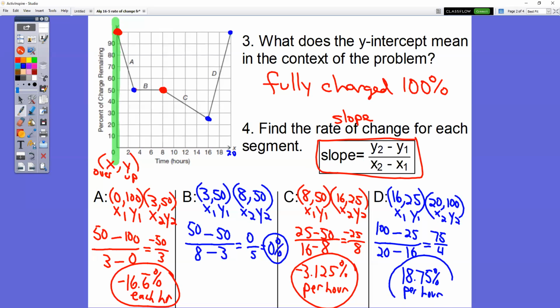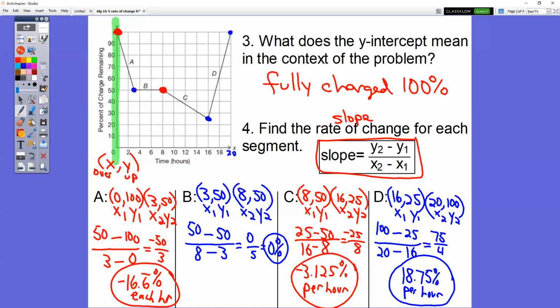Well, that means when the phone got put back on the charger, it was increasing by 18.75% per hour. So every hour it went up 18, almost 19%. One of the types of questions that you are going to be asked, because it doesn't ask it in the notes here, is where was the greatest percentage of change? All right, where did the rate of change the most?